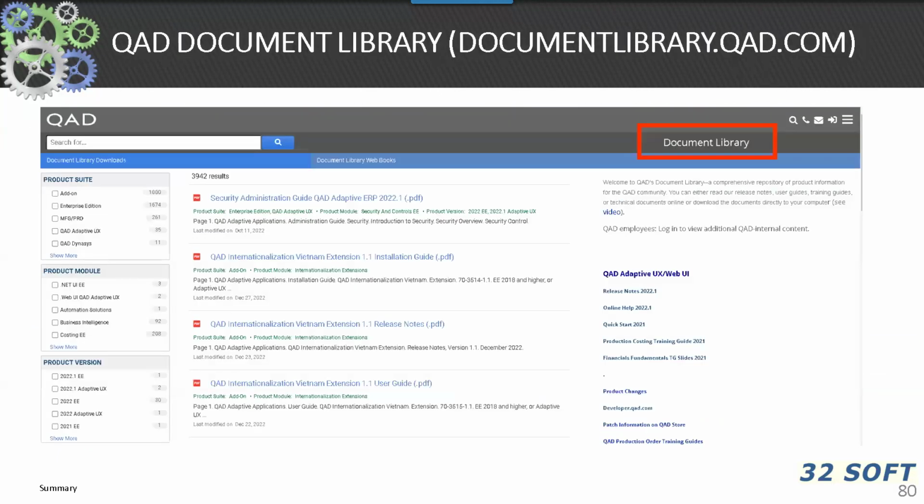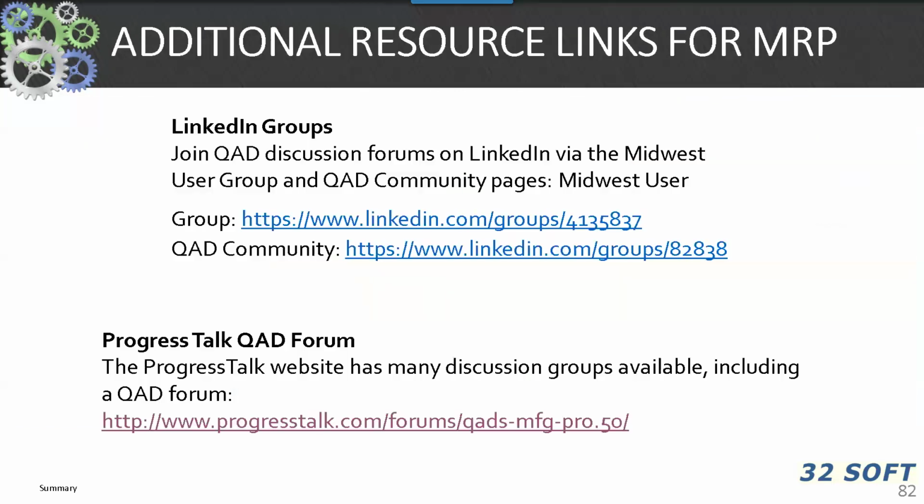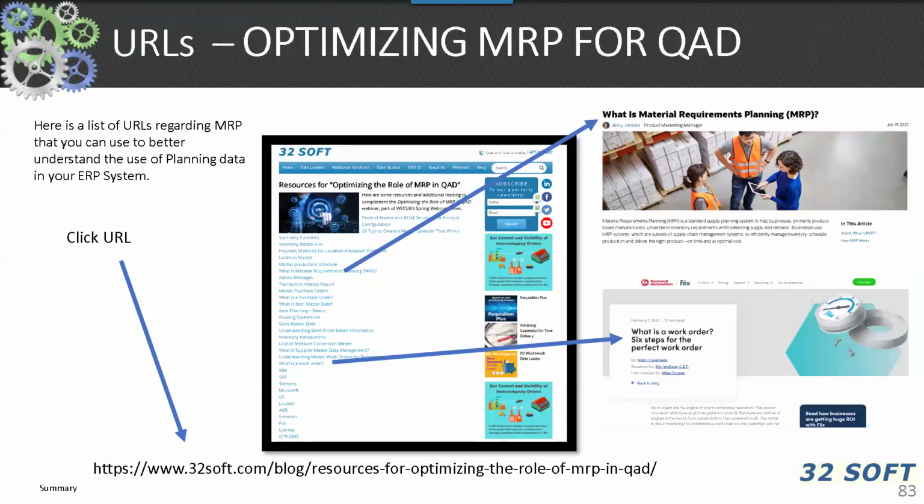And then there's the QAD document. So it's everything you ever wanted to know about QAD if you look hard enough. And then the Learning Center, a great place to learn about QAD functionality. The LinkedIn and Progress Talk have QAD forums that are very appropriate. And we've included a list on the 32Soft website of all the URLs that we use to produce this presentation. Just go click and it will take you to the explanation of MRP, work orders, etc.